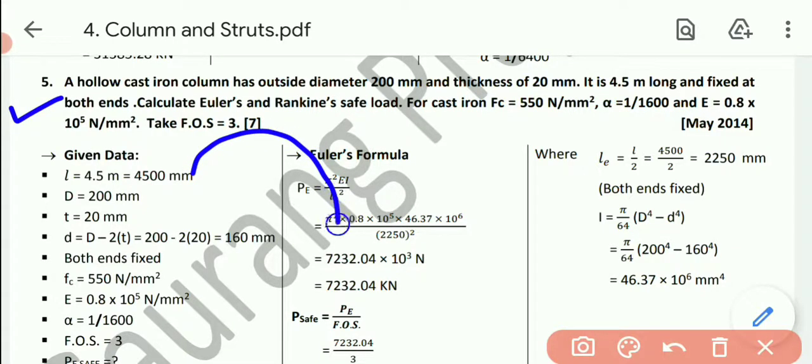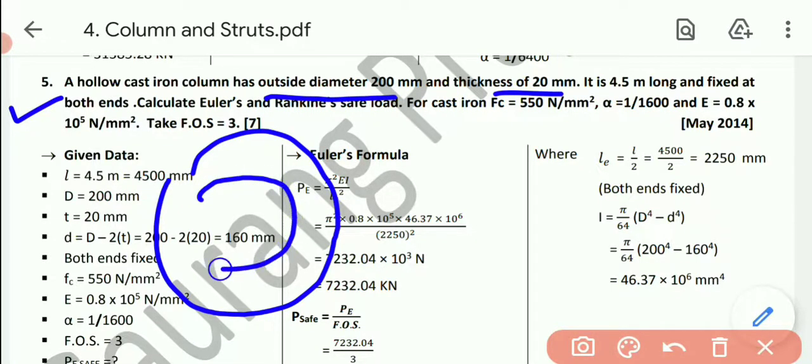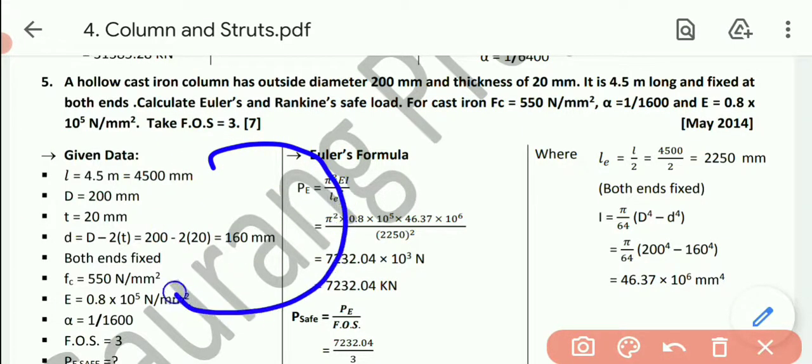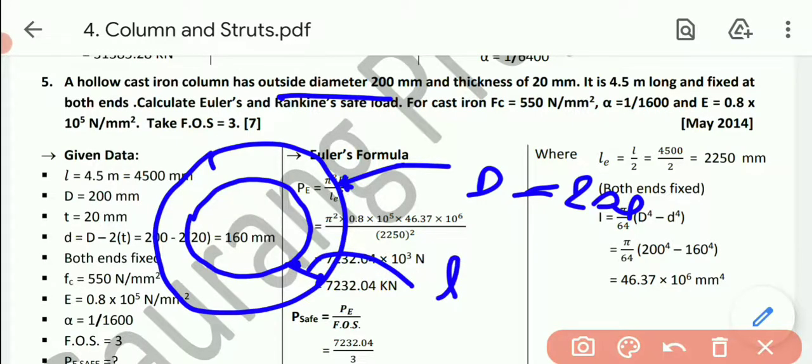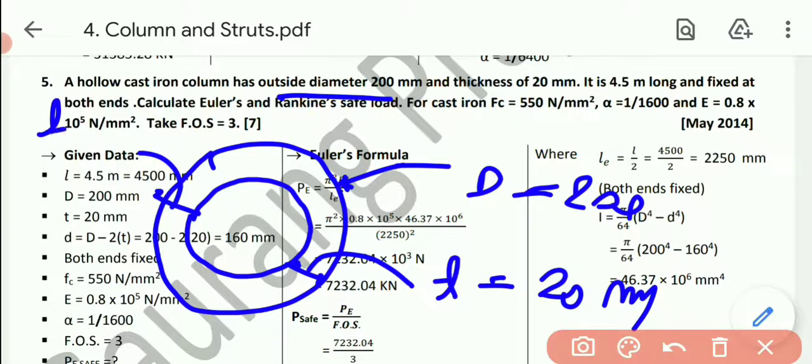Now this one is a hollow cast iron column of outside diameter and thickness, which means a circular section is there, a hollow circular section like this. Sorry, my figure is somewhat rough. Outside diameter D is 200, and the thickness given to us is 20 mm. So thickness t is 20.